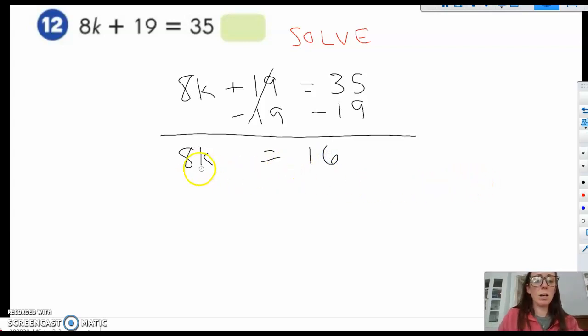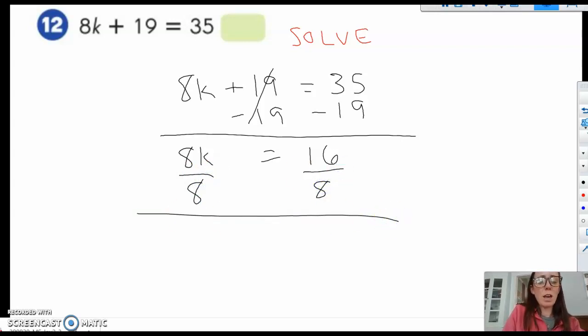So the opposite of right now I'm multiplying by 8 is going to be to divide by 8 to move that 8 away. So whatever I do on one side, I do to the other. Now I just have 8 divided by 8 gets me just 1. So I have 1k equals 16 divided by 8.